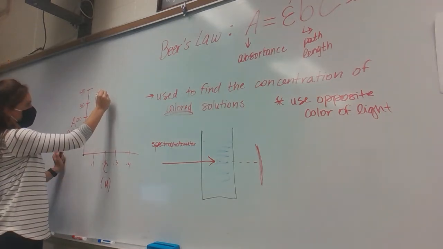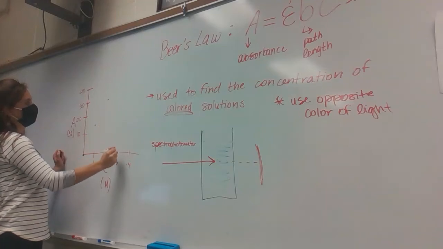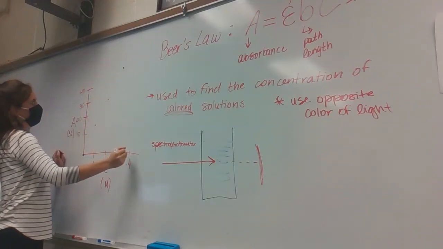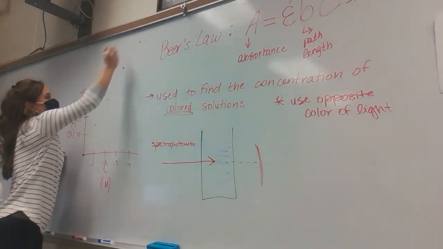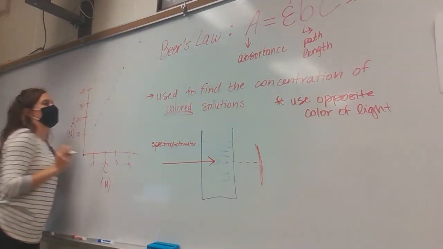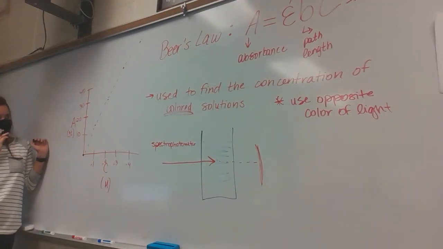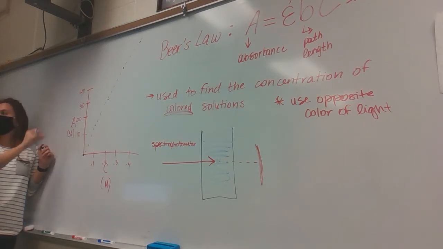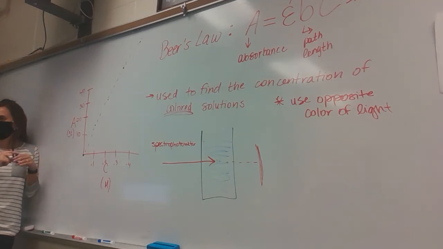0.2, 30, 0.3, 50, and you get a line, and you can make a line of best fit. This is with all of your known solutions. You knew the concentration, you found the absorbance.